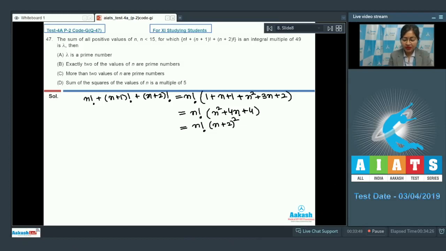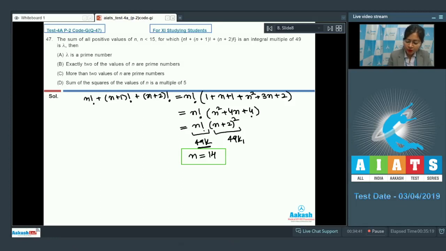Now we want that this should be an integral multiple of 49. For it to be an integral multiple of 49, either we can say that n factorial should be an integral multiple of 49, or n plus 2 whole square should be an integral multiple of 49. We have two cases here. Now, for n factorial to be a multiple of 49, we can take n as 14, as n is less than 15. So n equal to 14 is the only value that we get from here, because when we put n equal to 14 factorial, then we will get 7 also. So that will give me 49k.